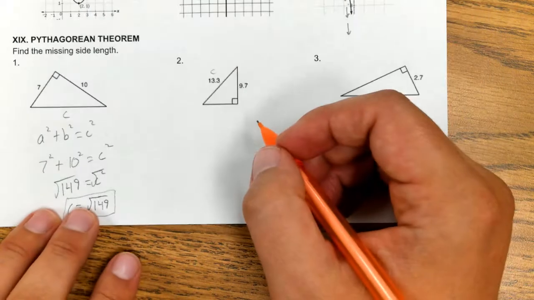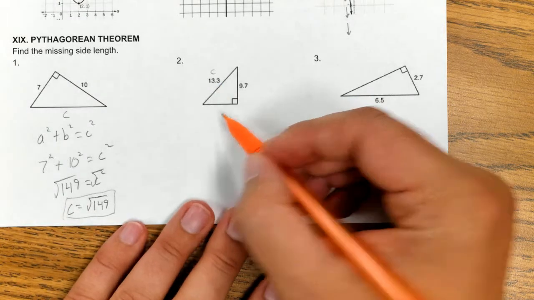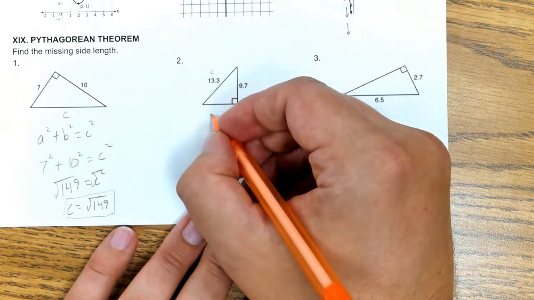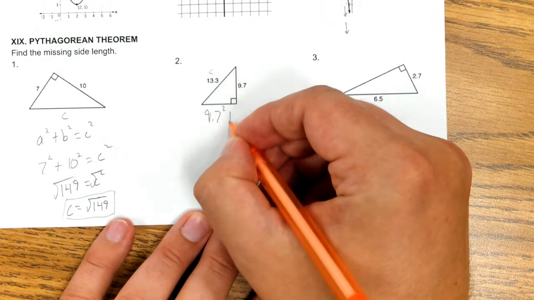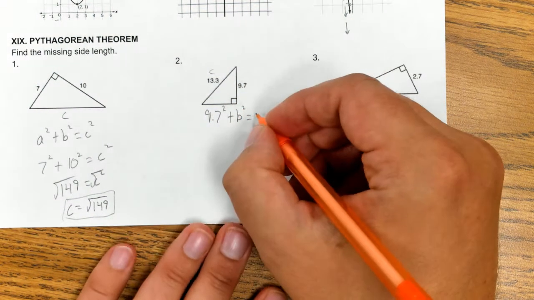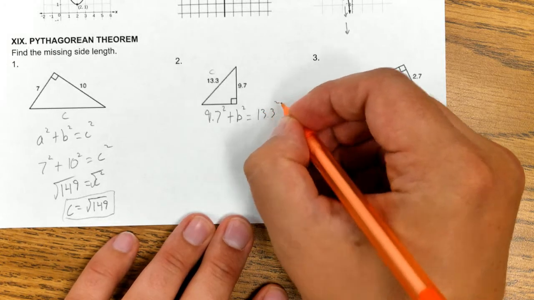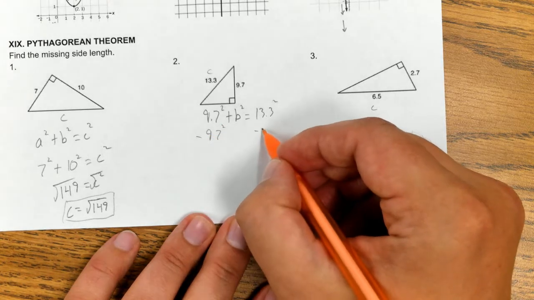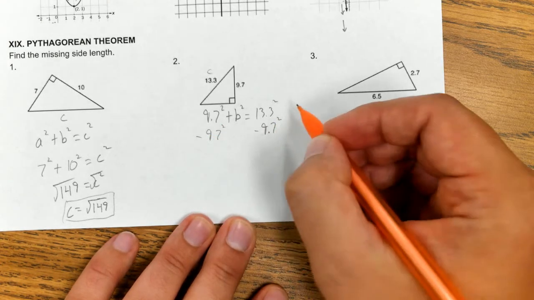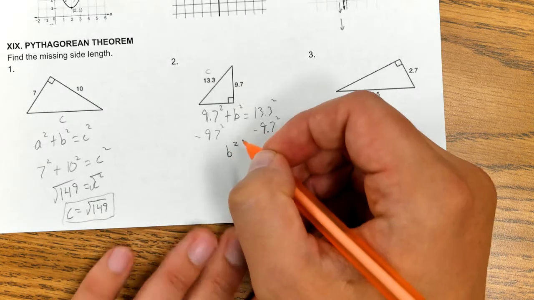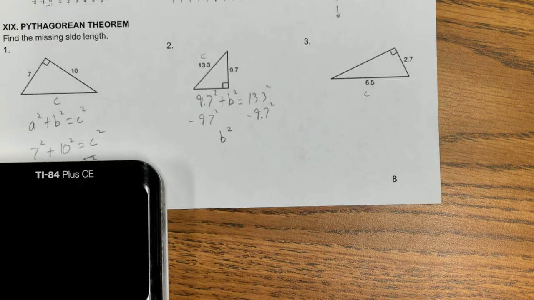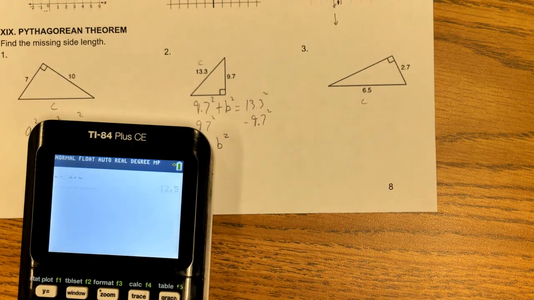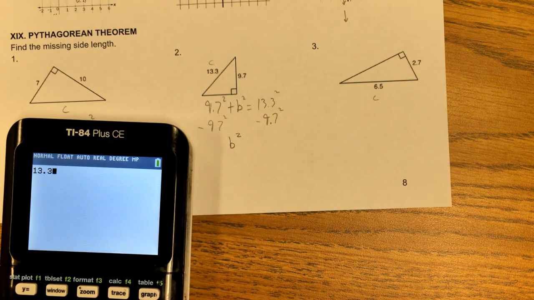Looking at the next problem, now we know what c is, so again, you can pick a or b, doesn't really matter. I'm going to do 9.7 squared plus b squared, and that's going to equal 13.3 squared. I'm just going to right away subtract 9.7 squared. It may look a little goofy, but I can show you that on your calculator. You can just type it in exactly like you see it. So with the calculator here, I'm going to do 13.3 squared minus 9.7 squared, and you should end up with 82.8.